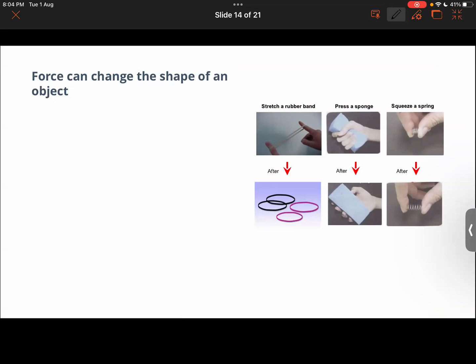Now talking about the change in the shape and size of an object here. Look, this is a stretched rubber band, or pressing a sponge or squeezing a spring. In this case, what is happening? Basically, the shape and size of the object is changing here, right? If you take a spring, originally it is like this. If you stretch it, you will be able to expand its size. If you pull this spring at both ends with our hands, then the shape and size both are changing here, right?